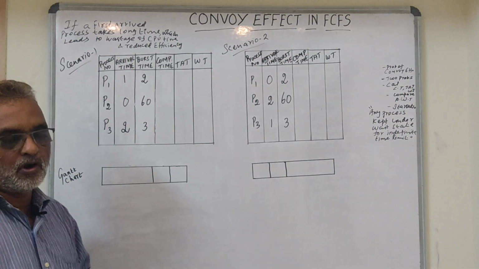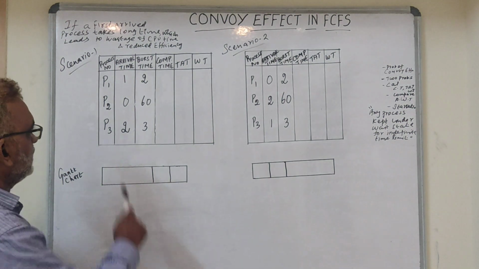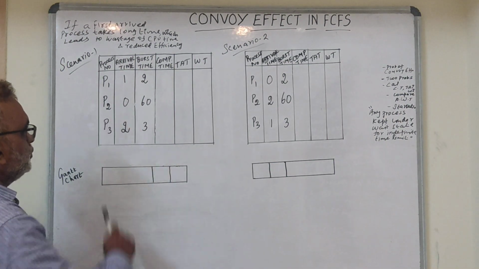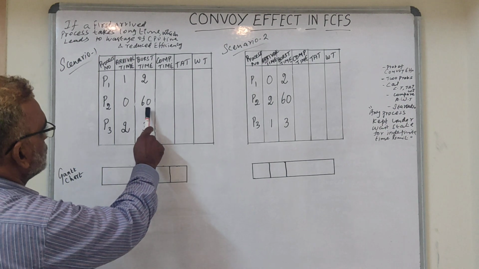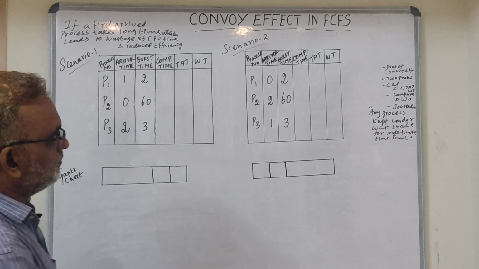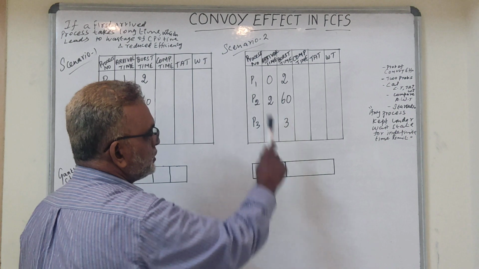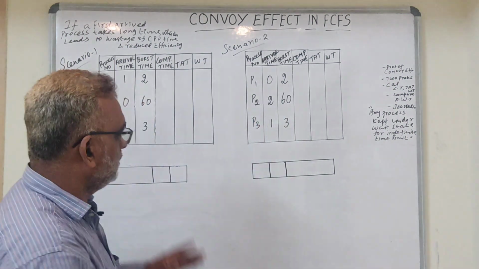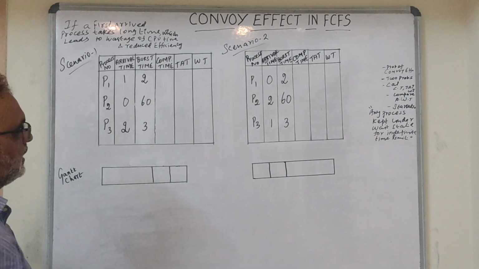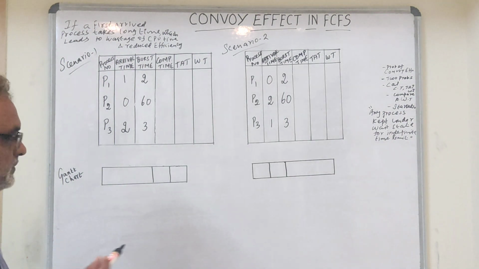Let me explain the convoy effect with the help of two scenarios. In the first one we have three processes, and process 2 enters first, whose burst time is large, that is 60 milliseconds. Whereas in scenario 2, process 2 will be executed at last. Now we'll find out the completion time and turnaround time for both the tables. After that we'll continue our discussion.